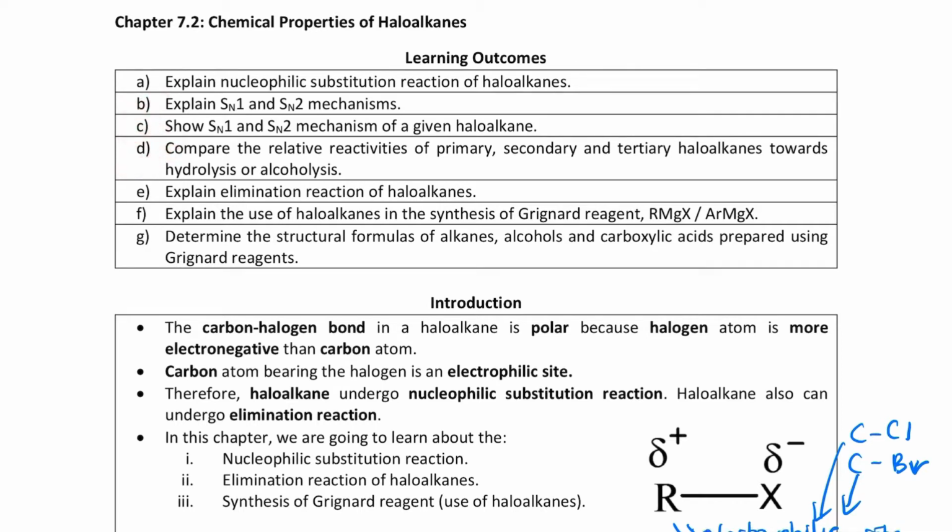Okay, that means by the end of this session you should be able to explain SN1 and SN2 mechanism, and then you should be able to show SN1 dan SN2 mechanism of a given haloalkane. And lastly, you should be able to compare the relative reactivities of primary, secondary and tertiary haloalkane toward hydrolysis or alcoholysis. Okay, so maksudnya primary, secondary, tertiary yang mana prefer SN1, mana prefer SN2, itu maksud dia. Okay, so jom kita start.